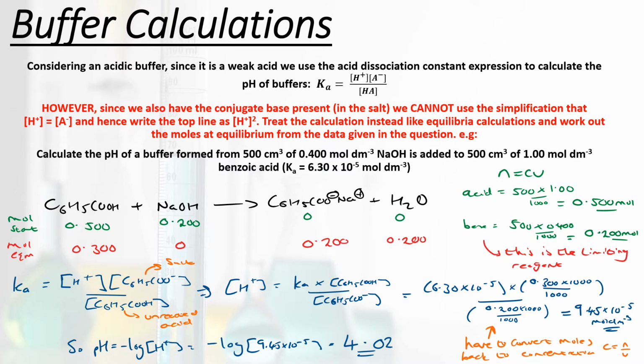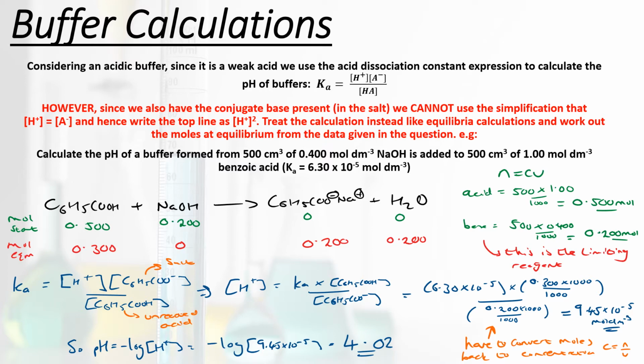However, we don't just have the weak acid present, we also have the conjugate base, the salt, present. So we can't use the simplification we used for calculating the pH of just weak acids, that the H+ concentration equals the A- concentration, because now we have a lot more A- than we do H+. So we can't write the top line as [H+] squared. The way to go about calculating the pH in questions like this is to treat it like an equilibria calculation, and so to work out the moles at the start and the moles at equilibrium from the data given in the question.